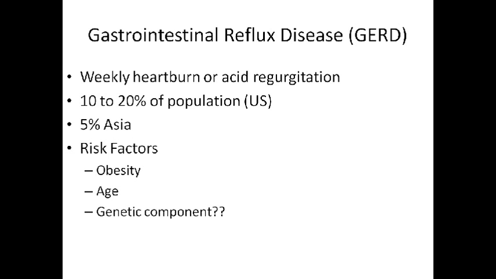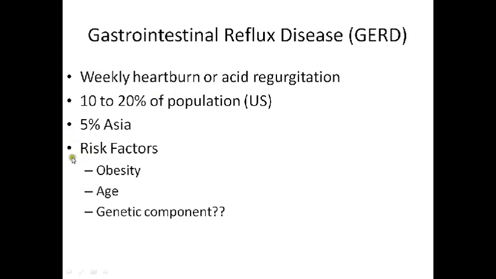The definition is weekly heartburn or acid regurgitation. So it usually is very, very chronic. 10 to 20% of the population is suffering from it, so it's very common. Lower percentage in Asia. Risk factors we'll talk about are obesity, also age, especially with acetylcholine deficiency, where we may not have the contraction later on in age. Could there be a genetic component also? Maybe, maybe not. There's some research saying that there are some similarities in genes that could be causing that. Most of it maybe is an imbalance in acetylcholine.